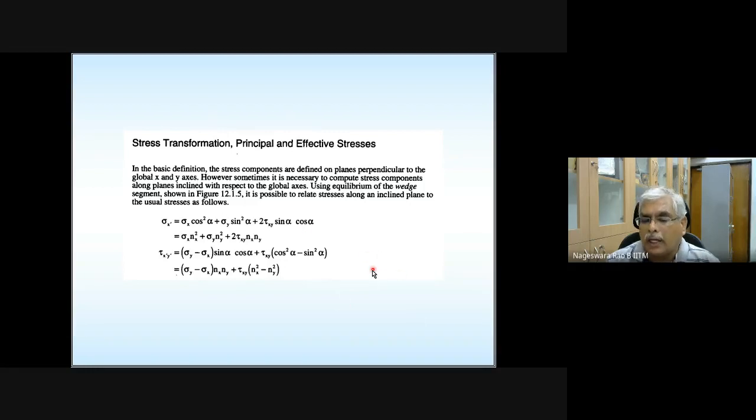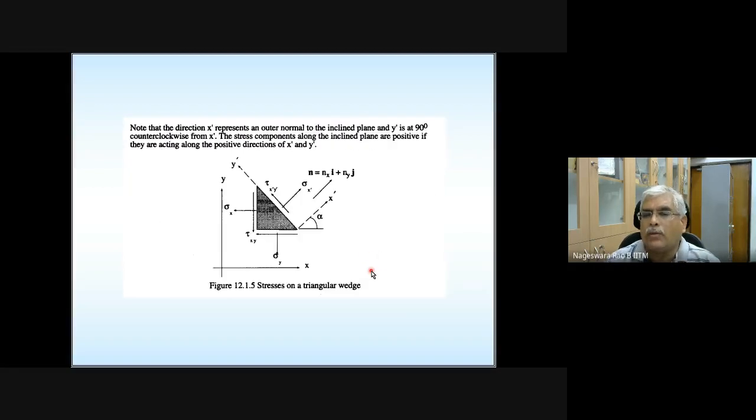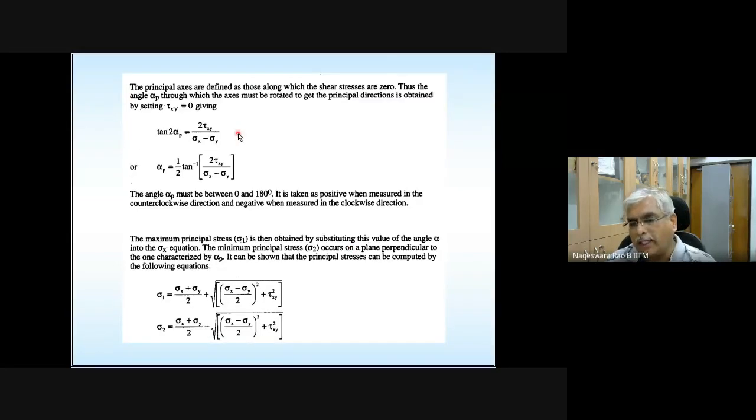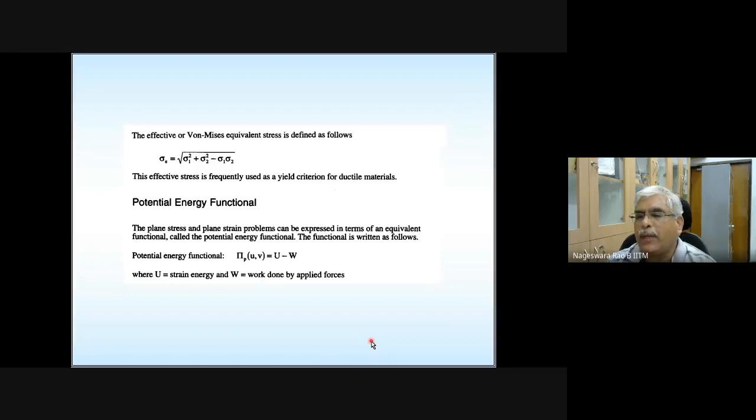So I don't want to go through this. You can go through all that. You must have studied all these equations as a part of your mechanics of materials. Please go and revise all that. Once you get principal stress components, you can adopt one of the failure theories and check whether the component is safe or not. Okay, so that is what this one is.